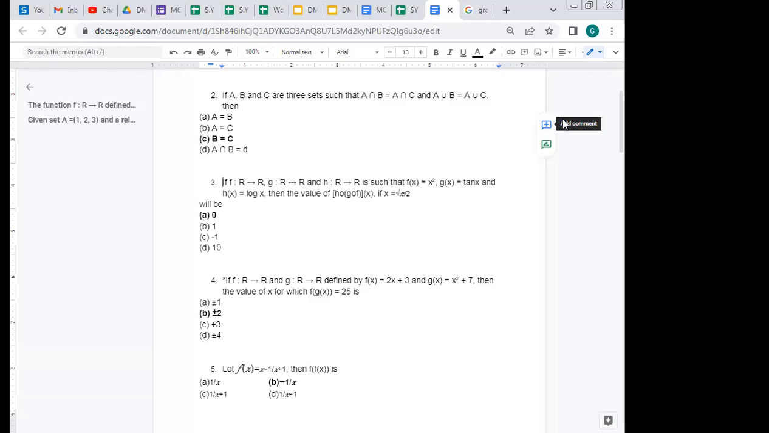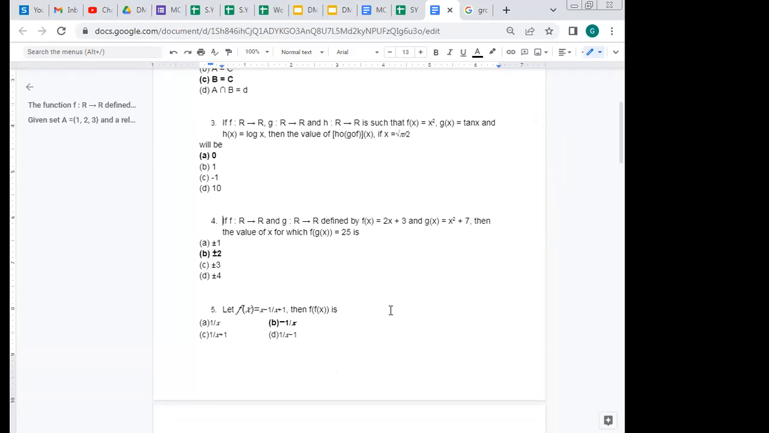Then next is the fourth question. If f is a real function from R to R and g is a function from R to R defined by f of x equal to 2x plus 3 and g of x equal to x square plus 7, then the value of x for which f of g of x is 25. Yes.